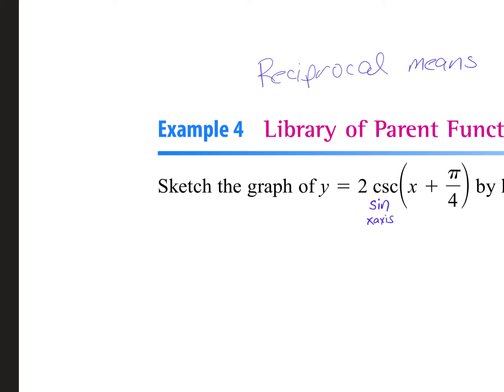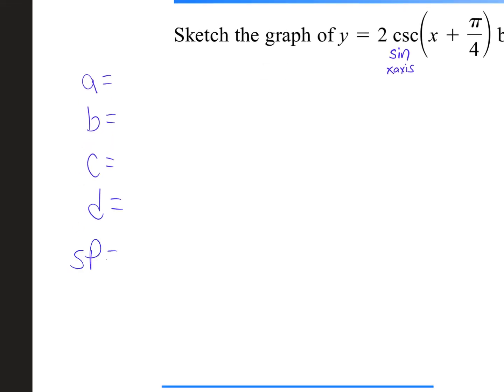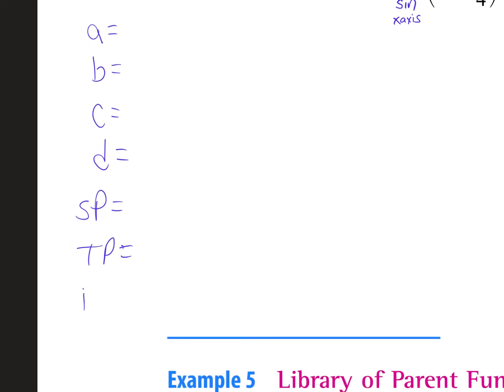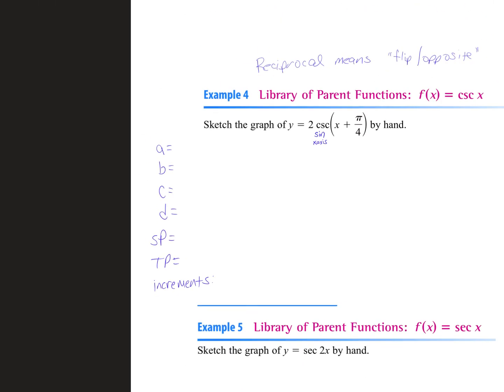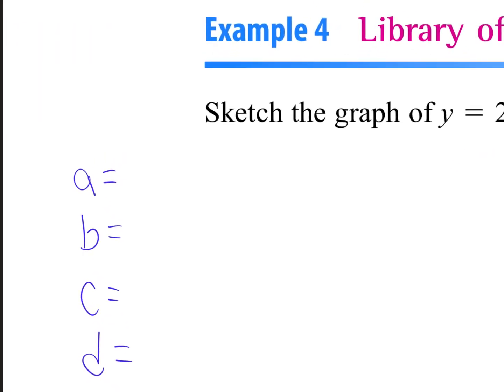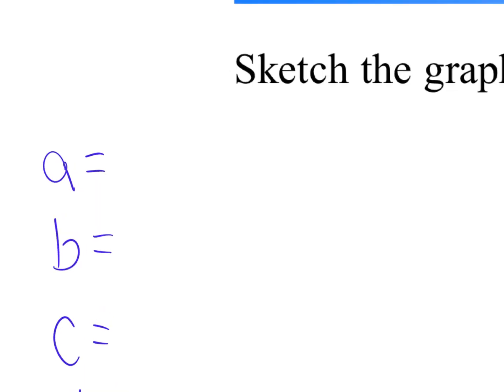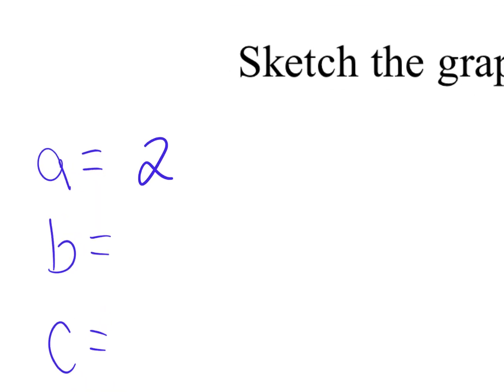We're going to identify our A, our B, our C, our D, our starting point, time period, and what's the last one? Our increments. Good. How far we're going from one to the next. So A, remind yourself, A is the amplitude. It's the number in front of your function. What's the highest and the lowest this goes? 2. Yep. Up 2, down 2.